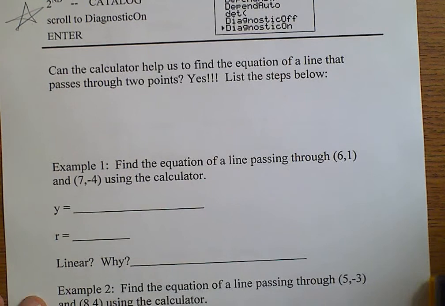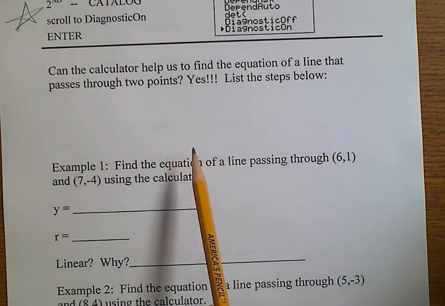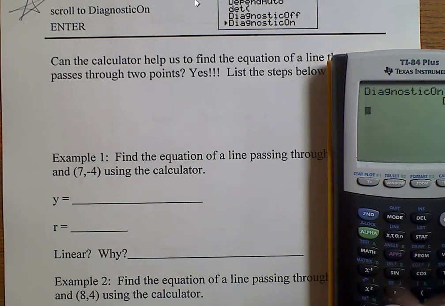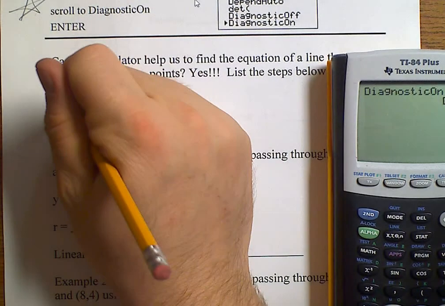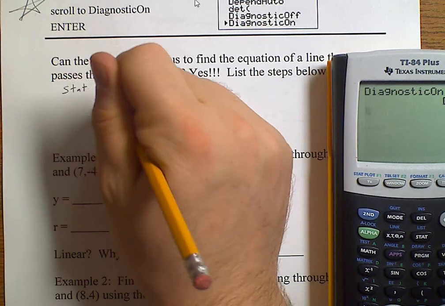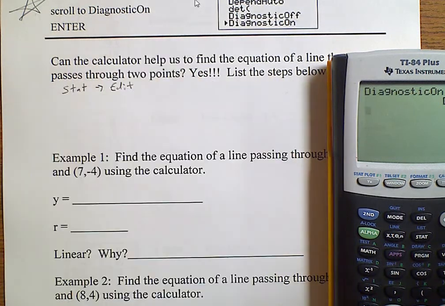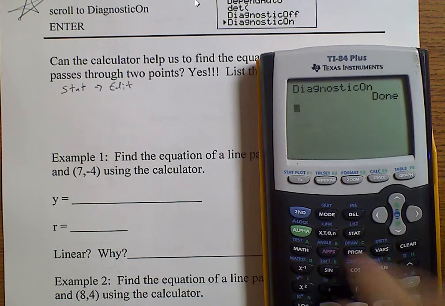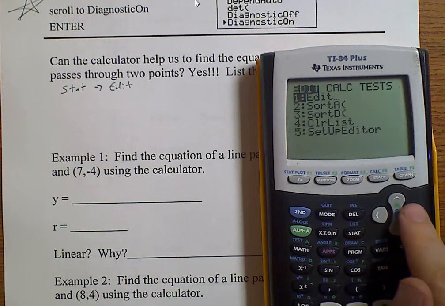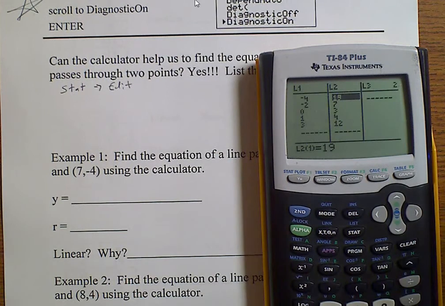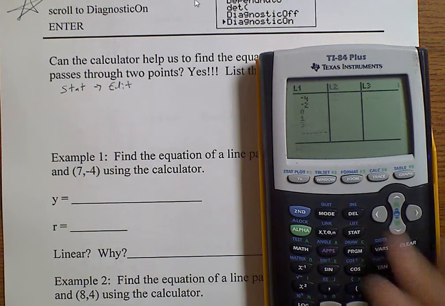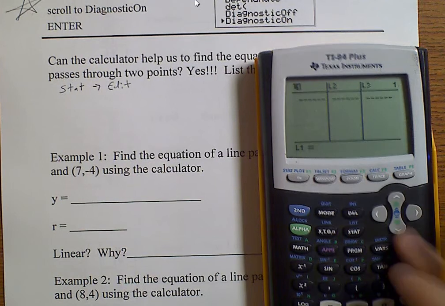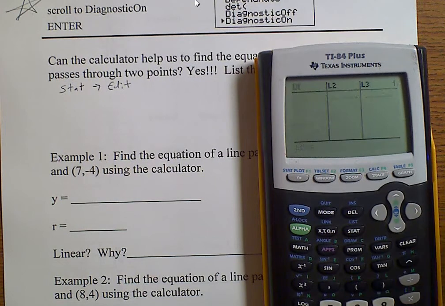Can the calculator help us find the equation of a line that passes through 2 points? Yes. We have some simple steps. The first step is to go to Stat, Edit. So we're going to go to Stat, over to, right down to Edit. I have some information in these to clear them. I just went over here and I hit clear, and enter, and it cleared my lines.